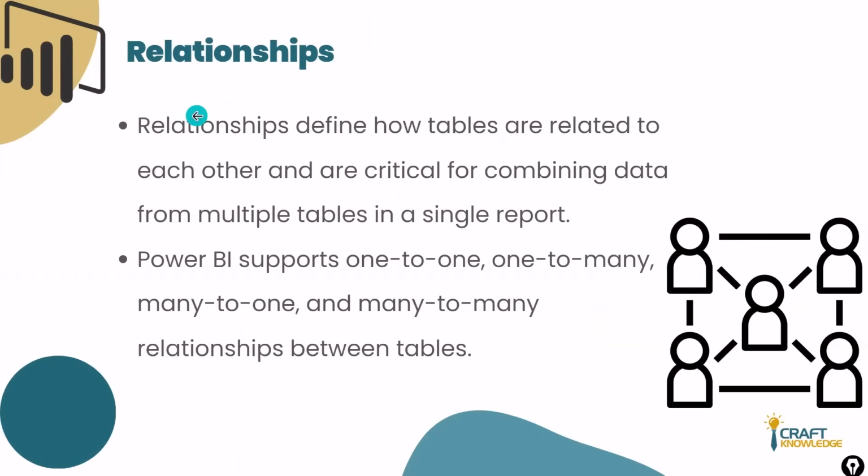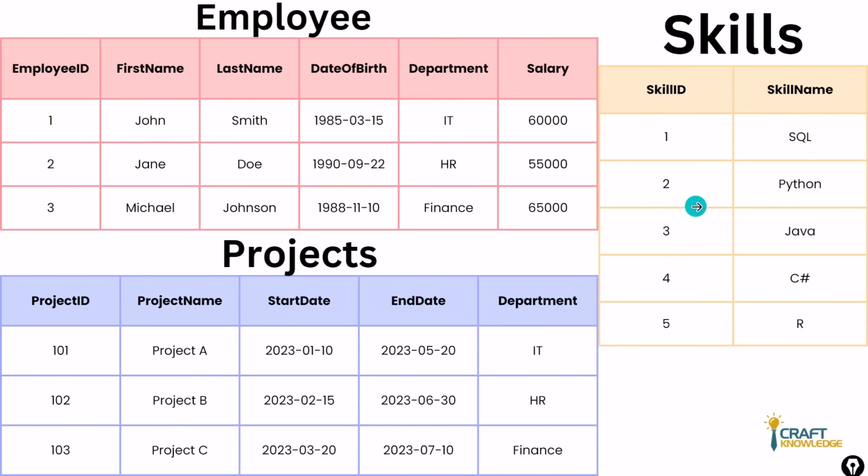Talking about relationships, let's have a quick look at the official definition, which says relationships define how tables are related to each other, what kind of relation it is, and they are critical for combining data from multiple tables in a single report. It is the same example that I gave you in the last lecture. What if I have to fetch the data of skills by using the employee table? I have an employee called James Smith. I want to find out his skills. Since these two tables are related to each other, I can fetch the data from one table by using the reference of another table. So basically this is called a relationship.